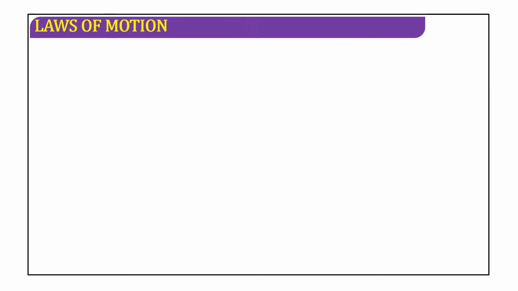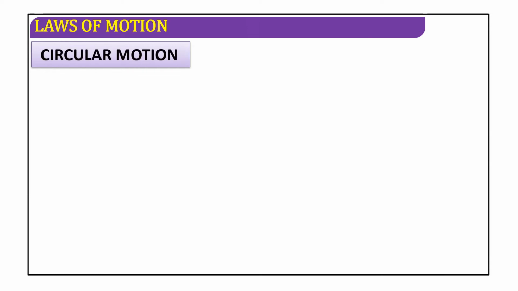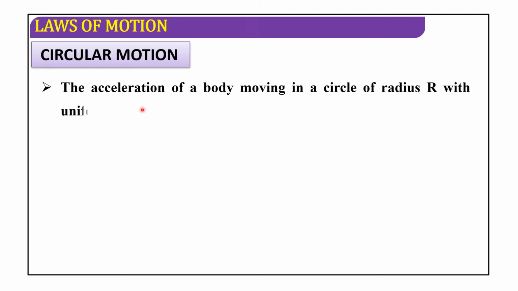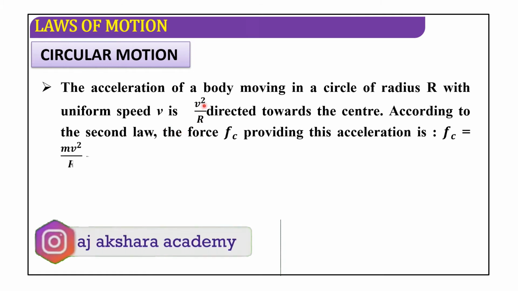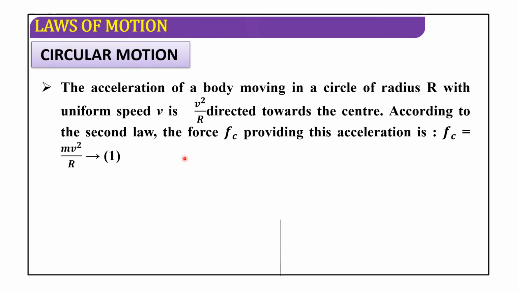First one, circular motion. In this, the acceleration of a body moving in a circle of radius r with uniform speed v is v square by r directed towards the center. According to the second law, the force Fc providing this acceleration is Fc equals mv square by r.